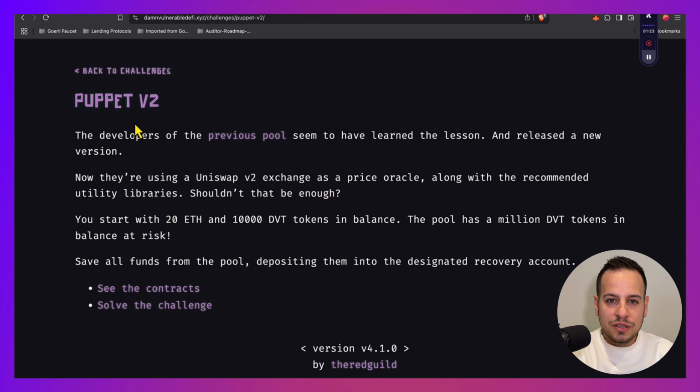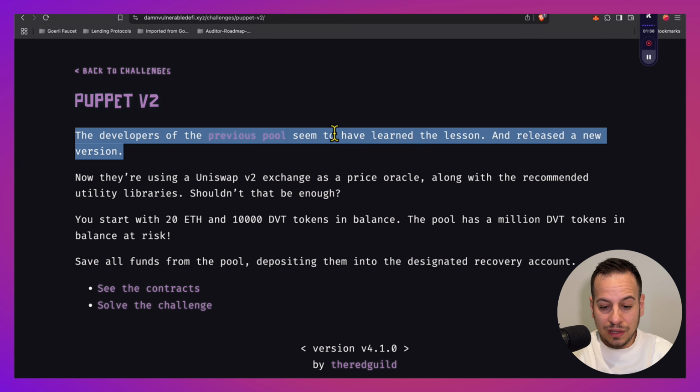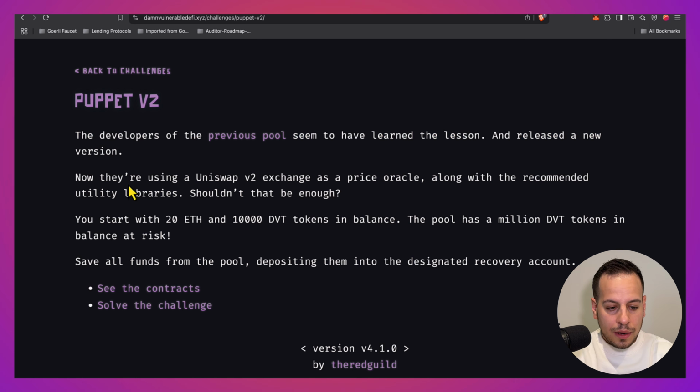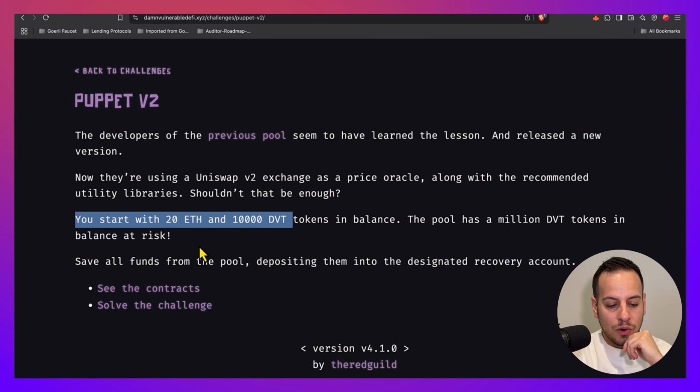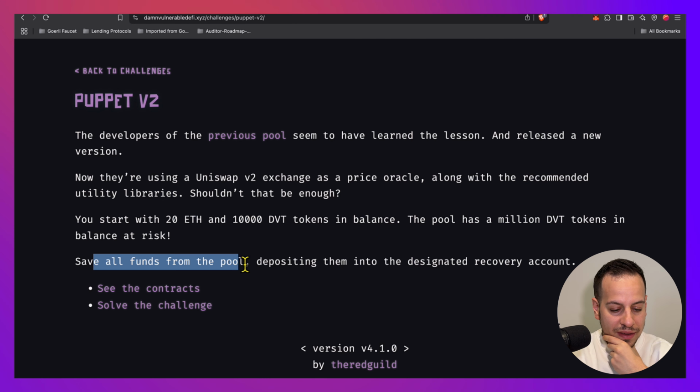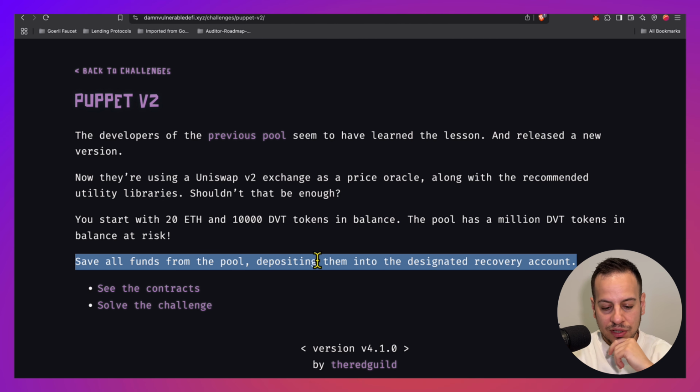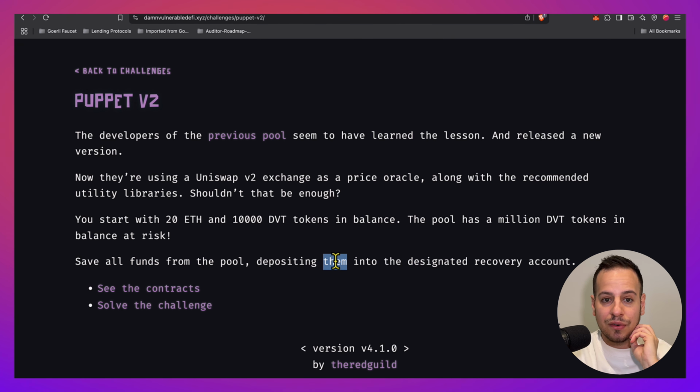So this challenge is a continuation of Puppet version 1, and in version 2 the developers of the previous pool seem to have learned the lesson and released a new version. Now they're using a Uniswap V2 exchange. In the previous version it was V1 as a price oracle along with the recommended utility libraries. Shouldn't that be enough? You start with 20 ETH and 10,000 DVD tokens in balance. The pool has 1 million DVD tokens in balance at risk. Save all funds from the pool, depositing them into a designated recovery account.